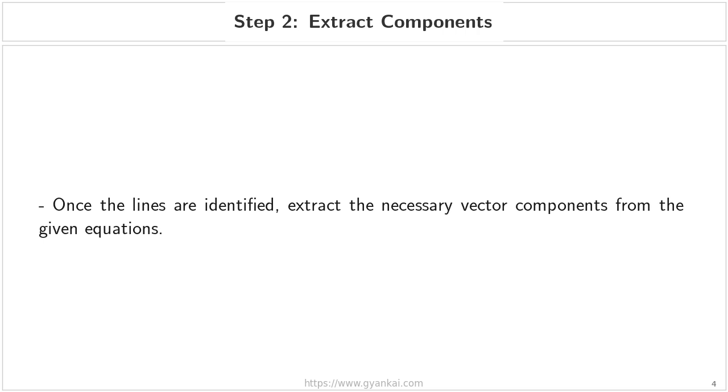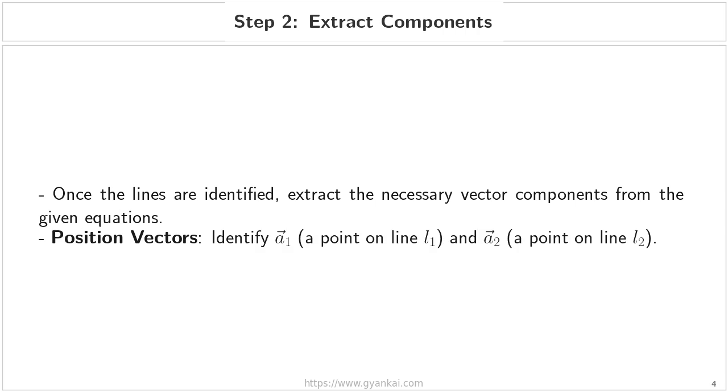Step 2. Extract components. Now that we have completed step 1 and determined the geometric relationship between our lines, we move on to step 2, which is the extraction phase. Once the lines are identified, your next task is to carefully extract the necessary vector components from the given equations. First, you need to identify the position vectors. These are represented as a1 with a vector arrow over it, which is a point on line 1, and a2 with a vector arrow over it, representing a point on line 2. Think of these as your starting coordinates on each line.